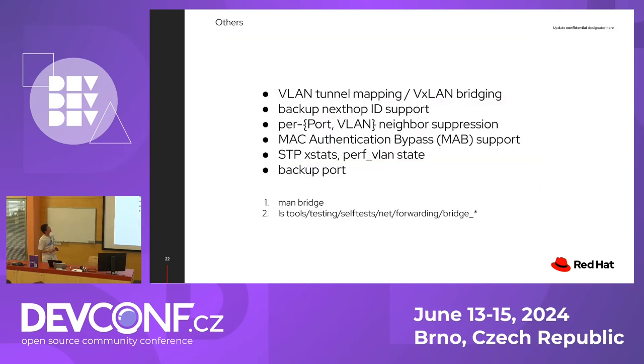Okay. There are some other features that were recently added to the bridge, like VLAN tunnel mapping or VLAN bridging. This would convert the VLAN VID to the VNI. And some like backup nexthop ID support, per-port per-VLAN neighbor suppression, MAB support, the STP state, per-VLAN state, and some backup port. All these kinds of features you can find from the man page of bridge, or you can even find all kinds of usage examples in the kernel repo, the kernel selftests directory, with the bridge prefix.